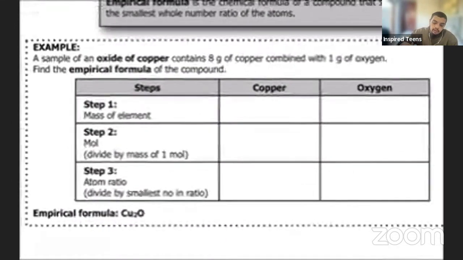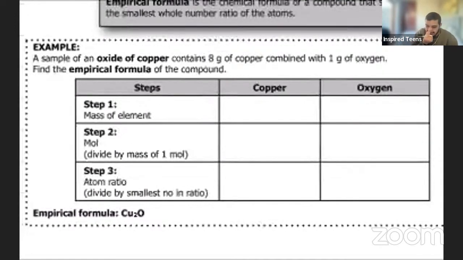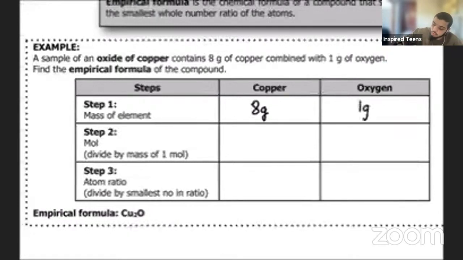Okay, so example: a sample of an oxide of copper contains 8 grams of copper combined with 1 gram of oxygen. Find the empirical formula of the compound. So this is another example, right? Here they tell us straightforward that copper is 8 grams and oxygen is 1 gram.